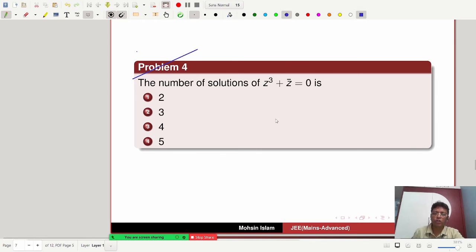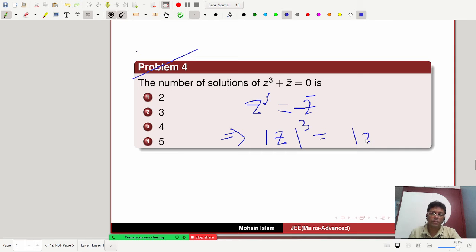The number of solutions of z cube plus z bar is equal to 0. How many solutions do you have? This type of question is also very important. First of all, you write z cube plus z bar equal to 0. Take z bar to that side, so you have z cube equal to minus z bar, and taking the modulus, modulus of z cube equals modulus of z.